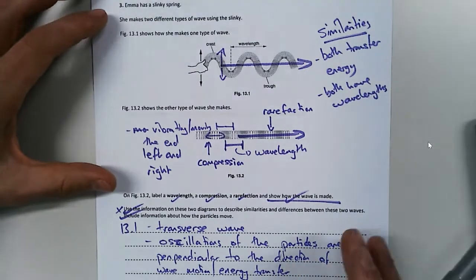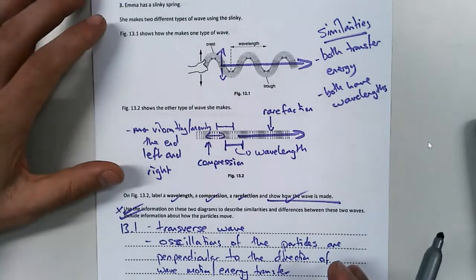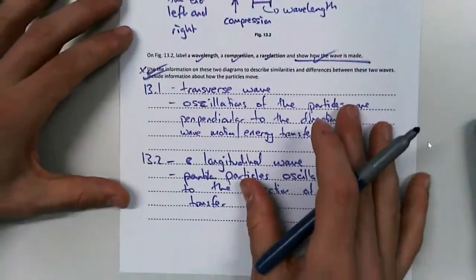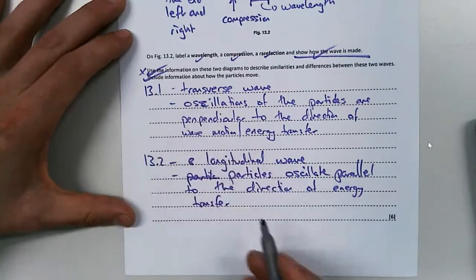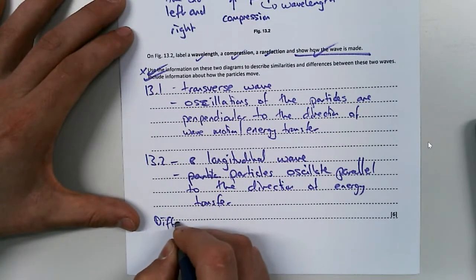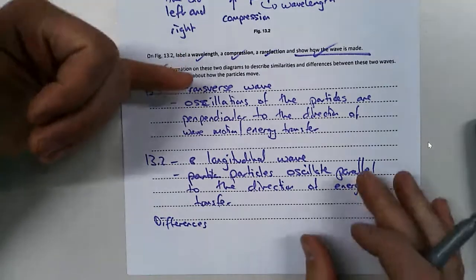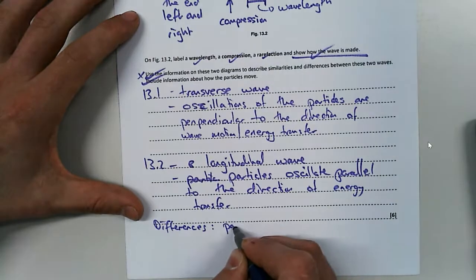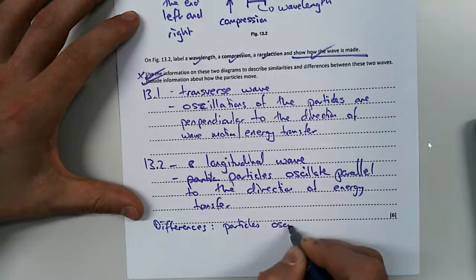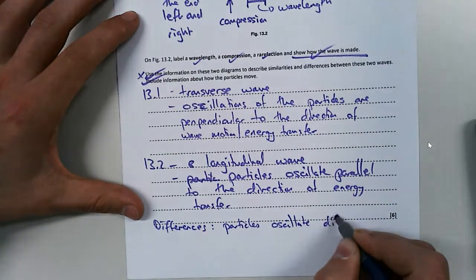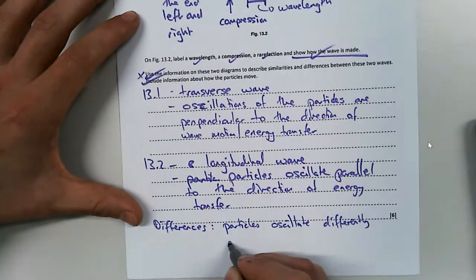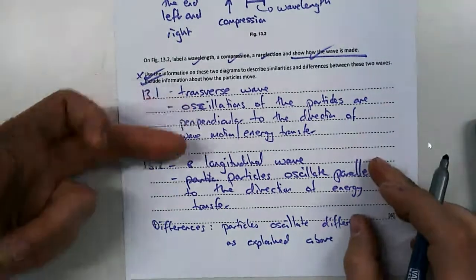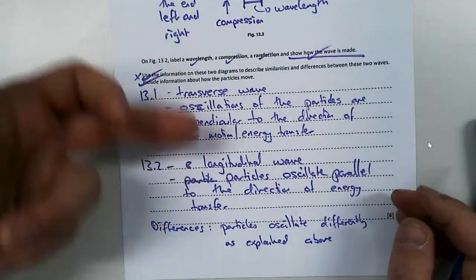Although it might be too obvious to get marks, it obviously is a similarity. What about some differences? Well, the main differences are in the direction the particles move. I'm not doing this necessarily in the most logical way; I should really have written it all down here. But a difference is the particles oscillate differently, as explained above. So here I've explained exactly how the two sets of particles move.